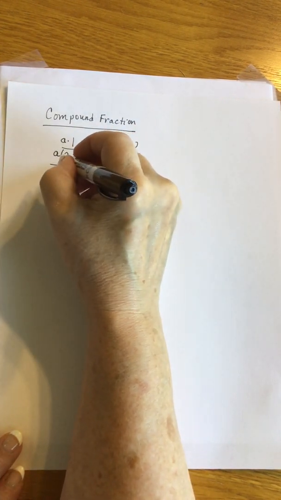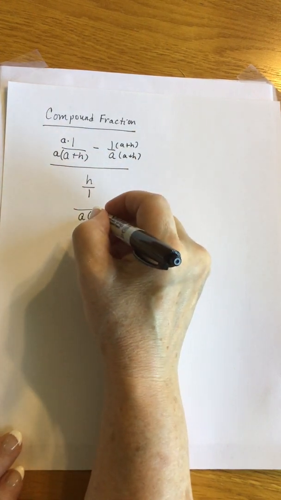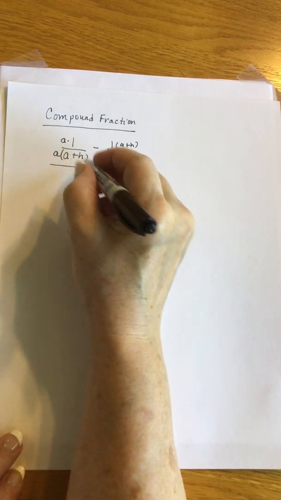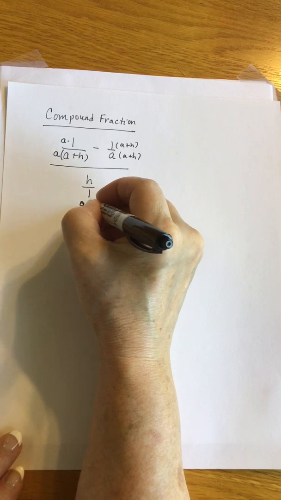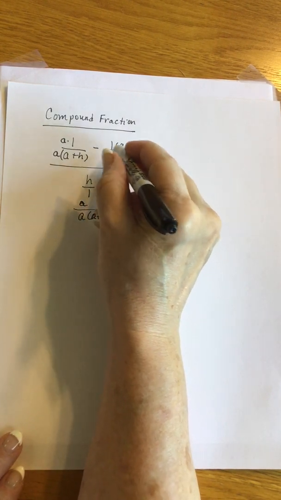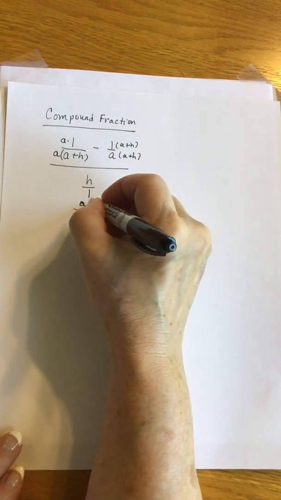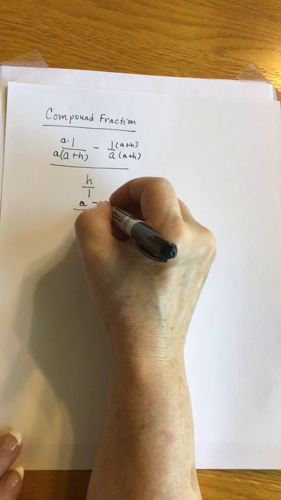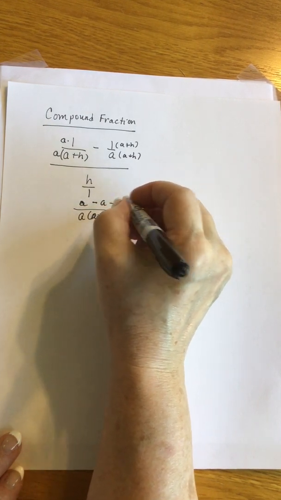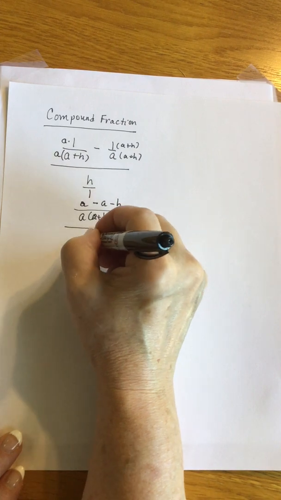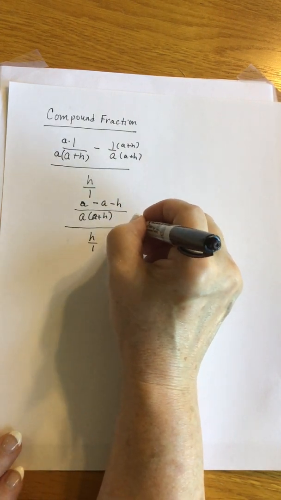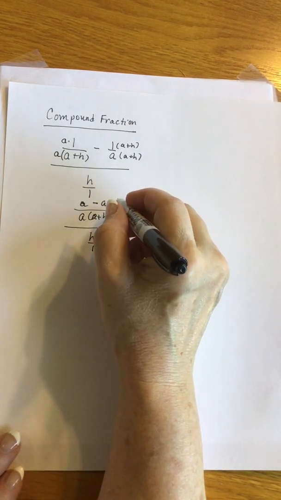So now I have my a times a plus h for my common denominator. So 1 times a comes down as a, and this minus 1 distributes in, so I get minus a minus h, and this whole thing is still over h over 1. But now you can see what happens.